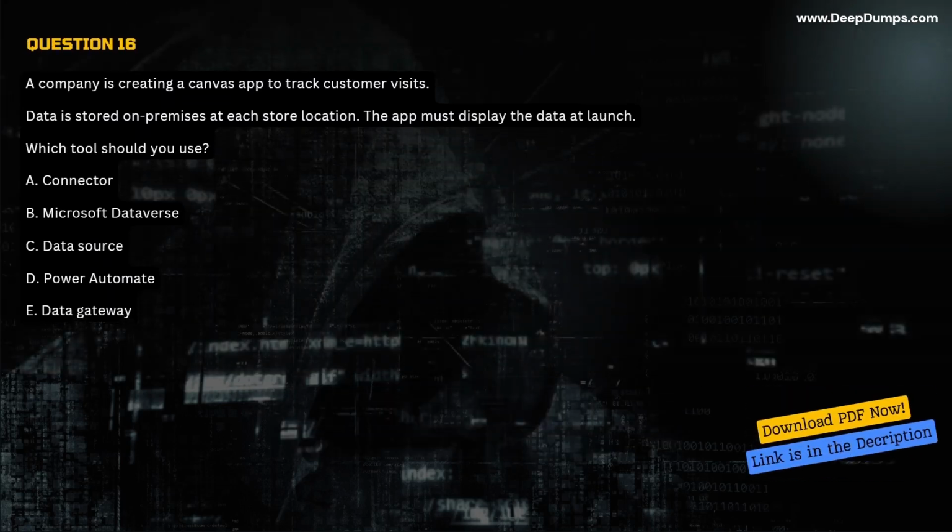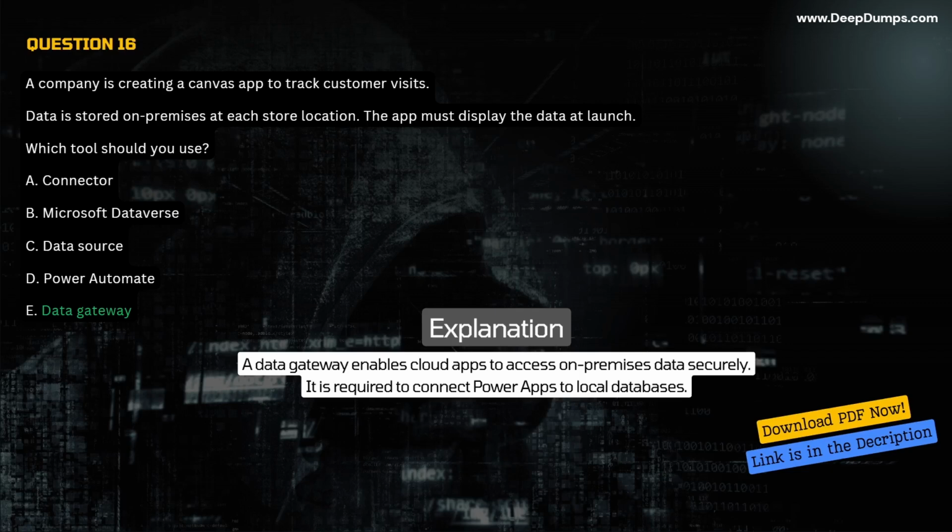Question 16. A company is creating a Canvas app to track customer visits. Data is stored on premises at each store location. The app must display the data at launch. Which tool should you use? A. Connector. B. Microsoft Dataverse. C. Data Source. D. Power Automate. E. Data Gateway. Correct answer E. Data Gateway. Explanation. A data gateway enables cloud apps to access on-premises data securely. It is required to connect Power Apps to local databases.